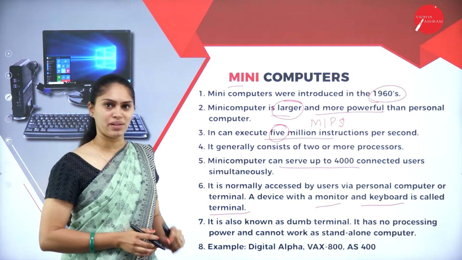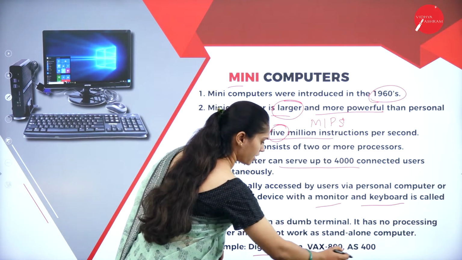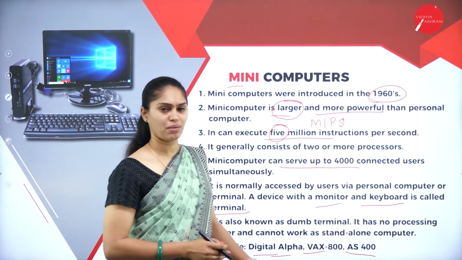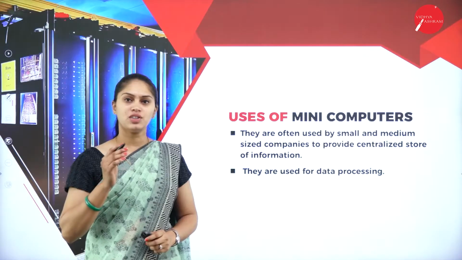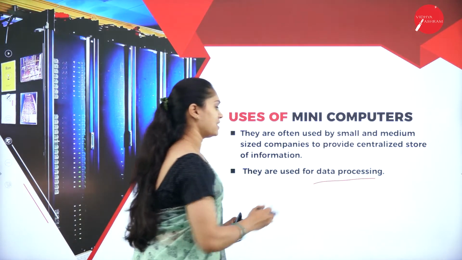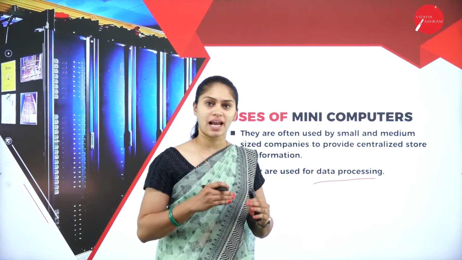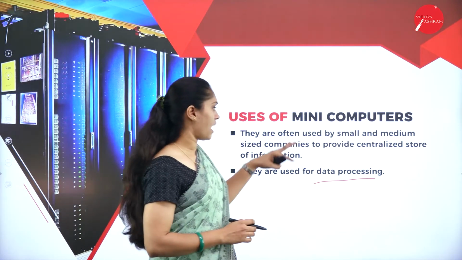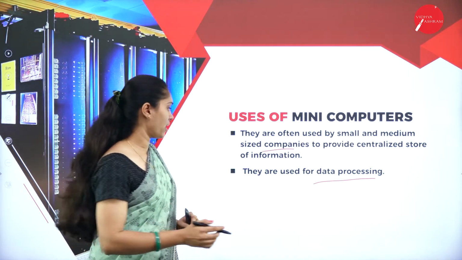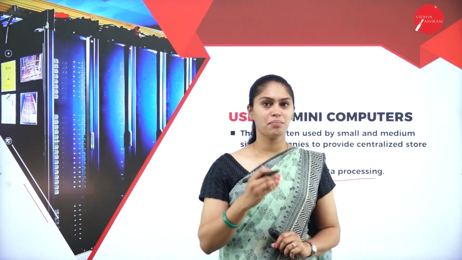Then which are the examples which come under minicomputers? That is Digital Alpha, VAX800, and AS400. So these are the example computers which come under the minicomputers. Then where are we going to use these minicomputers? When data processing is required, at that time we are going to use these minicomputers. Along with that, we can also use this type of computers in MNCs, like small and medium sized companies, in order to provide centralized storage of information. So in that context, we are going to use these minicomputers.